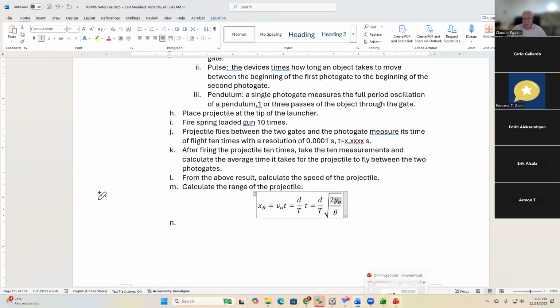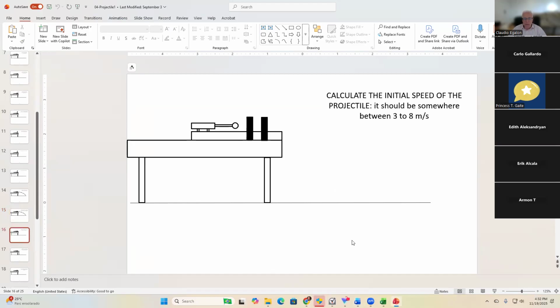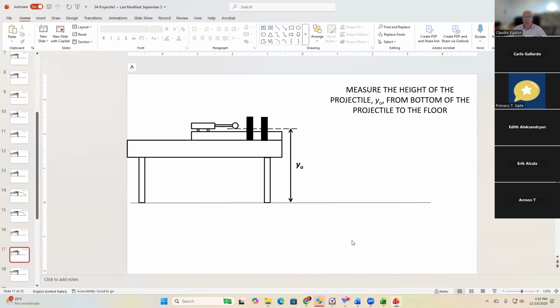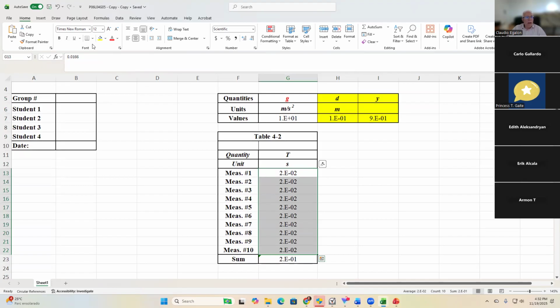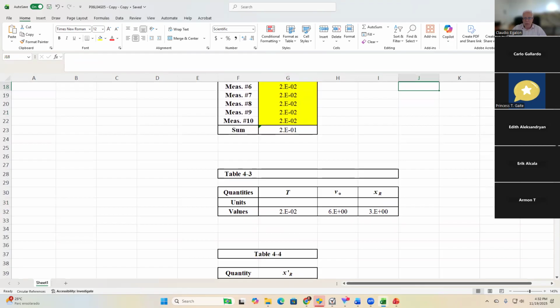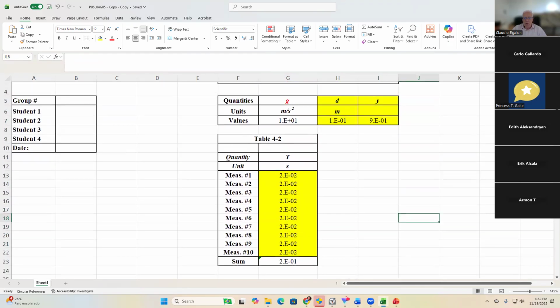Y0 is going to be our next measurement, okay? You measure the height from the bottom of the projectile to the floor. That's going to be your Y0, and Y0 is right in here. Let me highlight everything that's a measurement. Here is also an actual measurement. Everything else is going to be calculations or results.